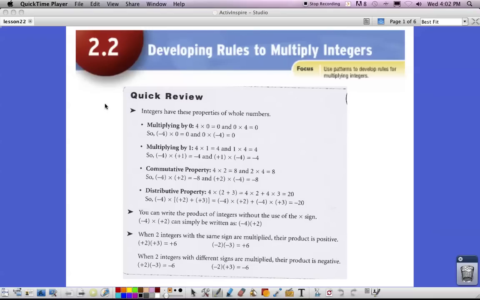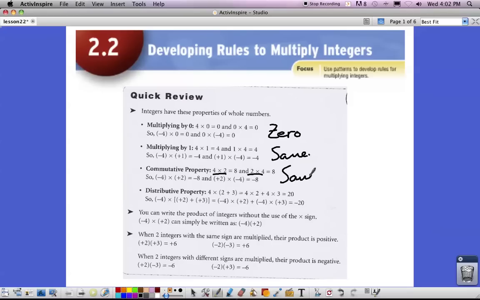So here's lesson 2.2. If you multiply any number by 0, your answer ends up being 0. You should remember that. If you multiply by -1, by 1, your answer will stay the same. If you do the commutative property, which means you can switch the order in a multiplication, your answer does not change, so it stays the same. Distributive property, I'll go over in a couple of the examples.